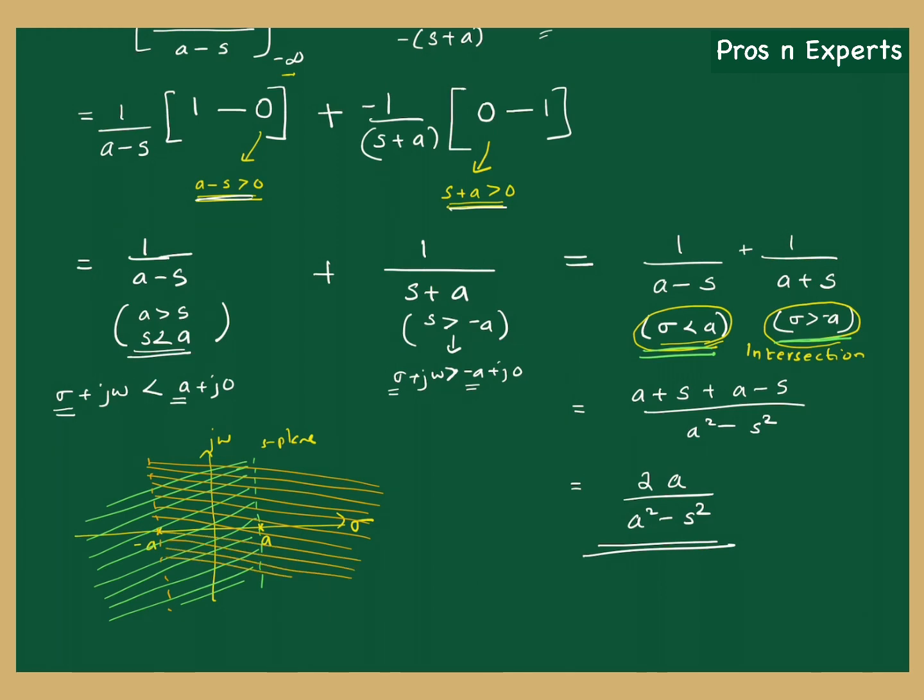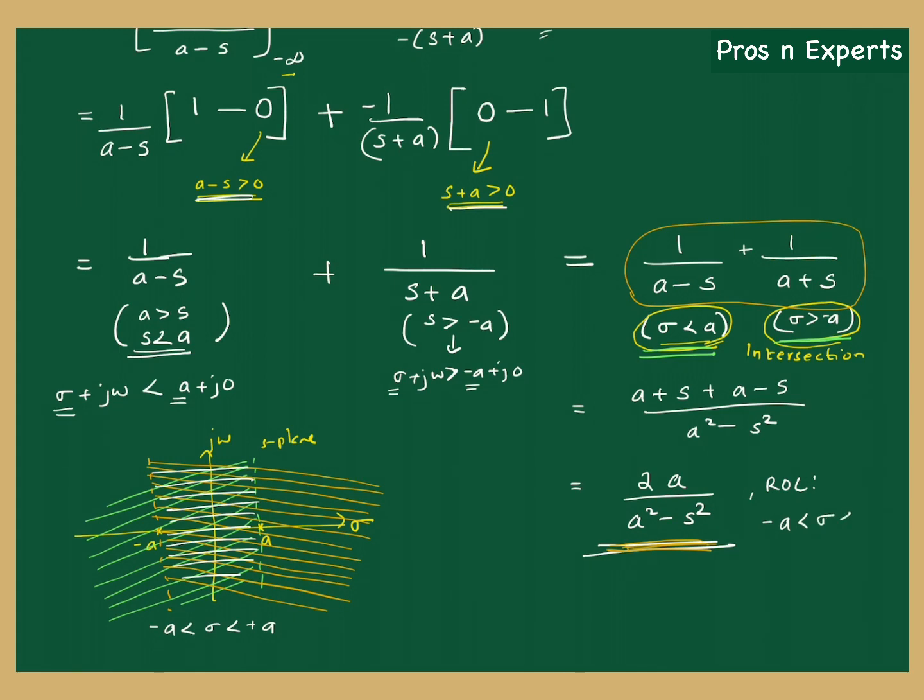Now, I have already told you the ROC for the total signal: this transform's ROC is nothing but the intersection, or the common area, between these two individual ROCs. And what is the common area? It is nothing but this area, which is minus A less than sigma less than plus A. So the ROC is minus A less than sigma less than A. So this is the final answer.